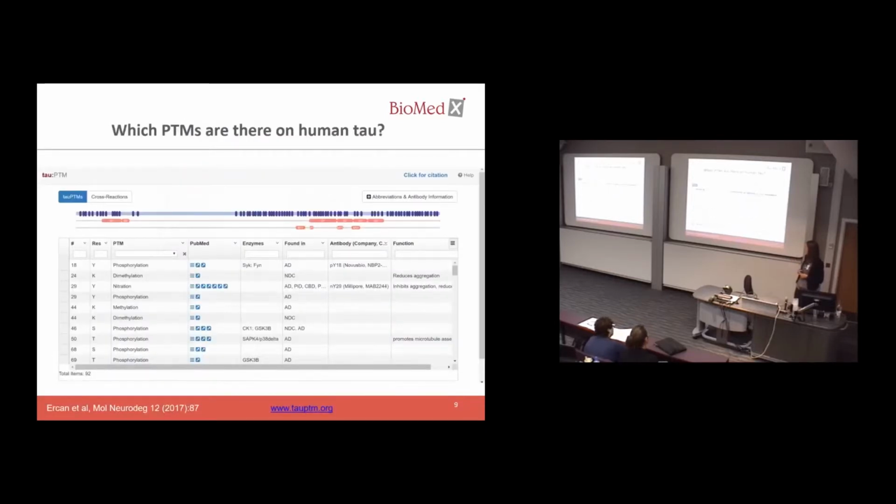We started this project about 2.5 years ago by looking at what PTMs are even reported on human tau. We assembled all of this information into a database, also to visualize where they are on the protein, and we came up with a total of 92 different modifications that were found from human brain tissue. There are more reported in other model systems, but we wanted to focus on the human.